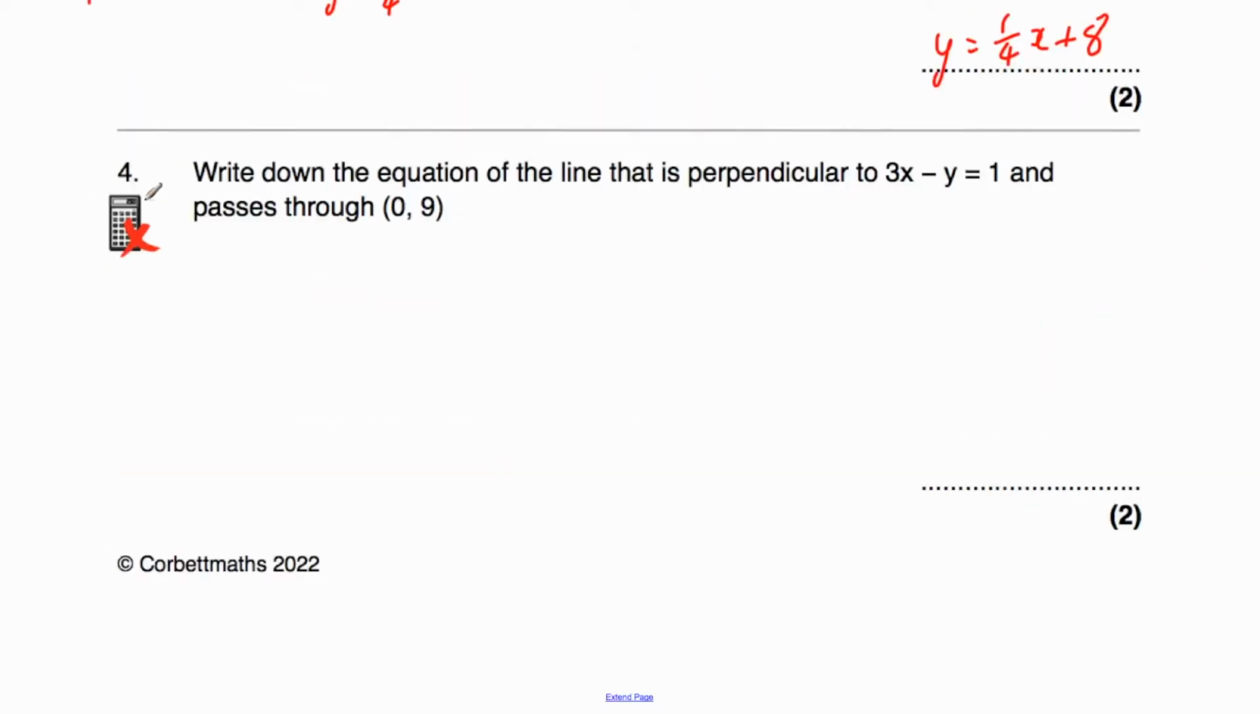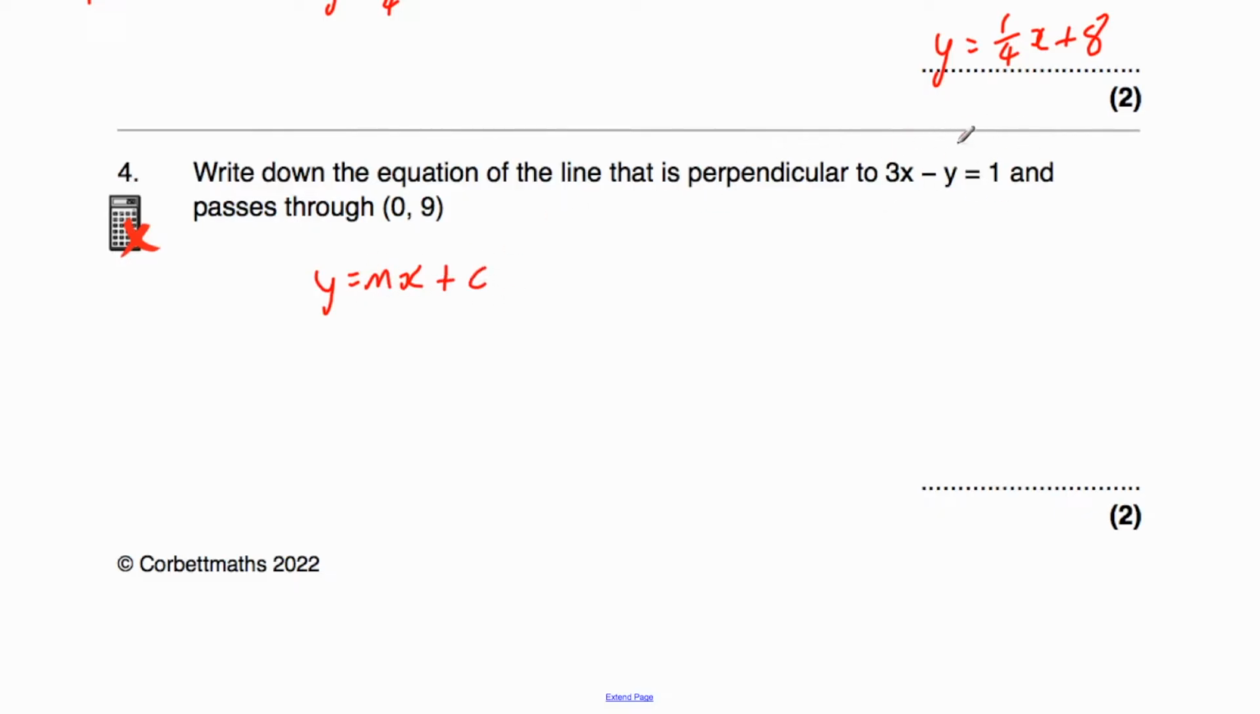Okay, let's have a look at question number 4. Question number 4 says, write down the equation of the line that is perpendicular to 3x minus y equals 1 and passes through the point (0, 9). So it's the equation of the line, so it's y equals mx plus c, and we want to find its gradient and its y-intercept. Let's start off with its gradient.